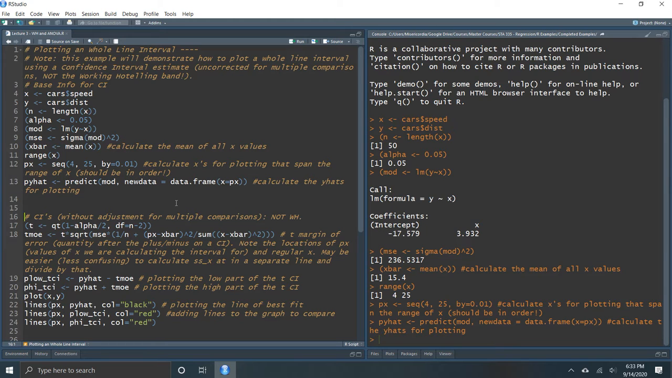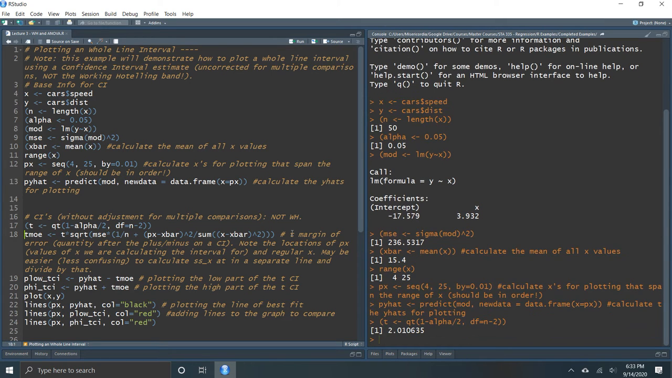Now this is where you're going to get the confidence interval versus Working-Hotelling. This is not Working-Hotelling. But for the confidence interval, I use a t critical value. So this is my t critical value. I use alpha over 2, and degrees of freedom is n-2. So this is the t critical value for a confidence interval for the mean, not the Working-Hotelling.